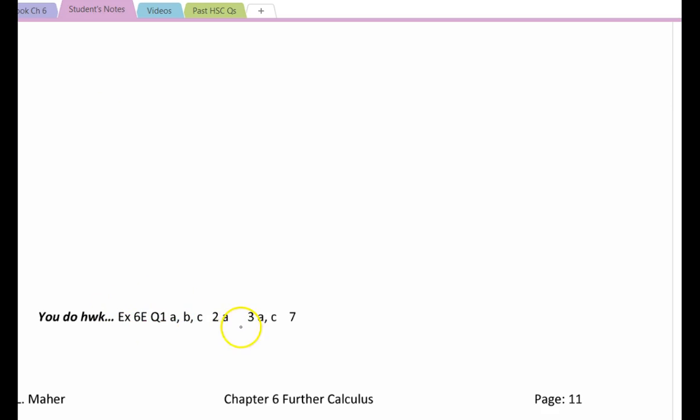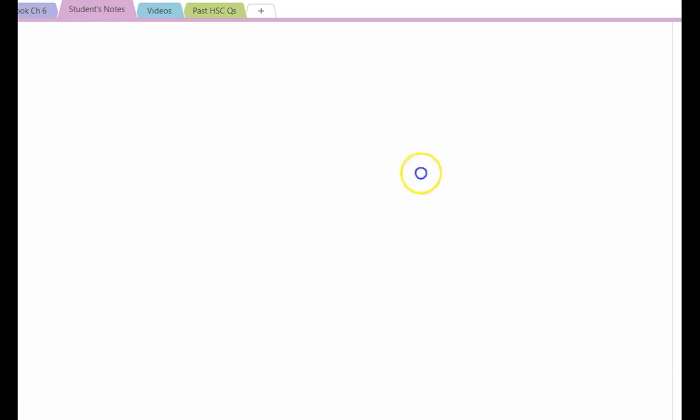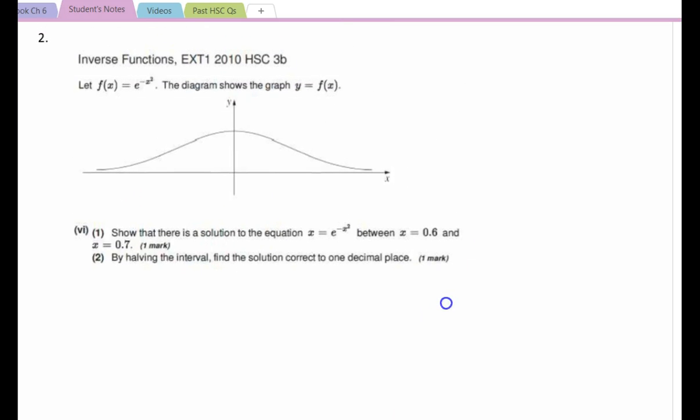You could get started, I think, now with exercise 6e. If you are wanting to see the solution to this example, it was found under inverse functions, but it's not really about inverse functions. It's show that there is a solution between these two values, and then by halving the interval. It's really more about halving the interval. It's actually in the notes under the tab Student Notes. I'll just write the solution up and I'm sure you'll be able to follow it. You don't need to listen to a video to have this solution.